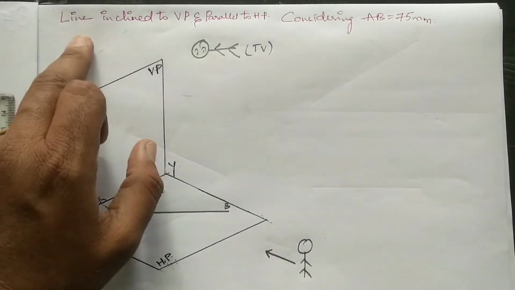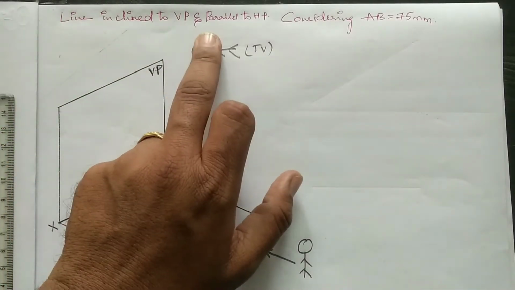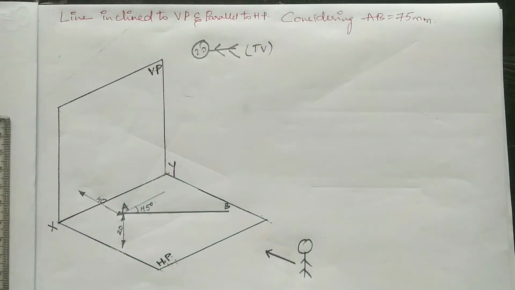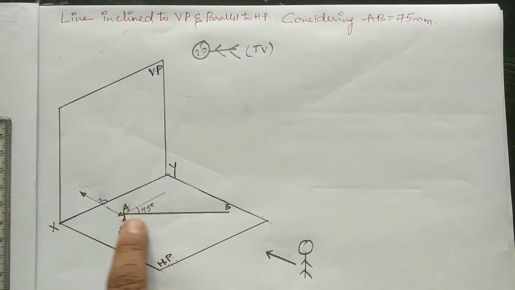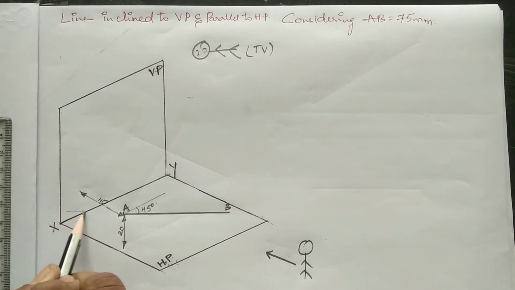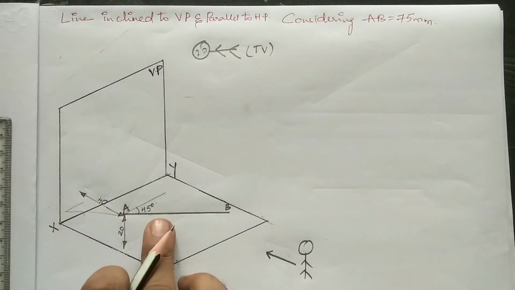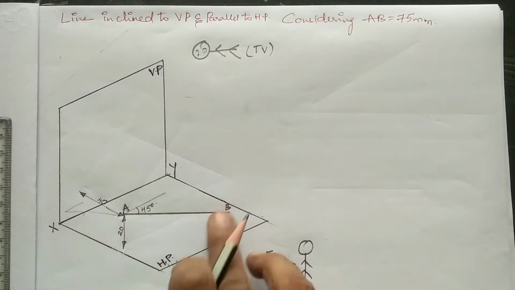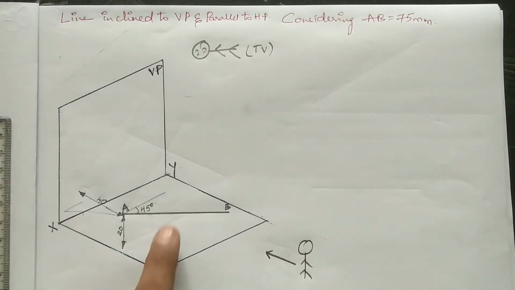Now, in this one we are about to see the line which is inclined to VP and parallel to HP. So here is the line which is inclined at an angle of 45 degrees to VP. So this is making an inclination. I am showing you the locus of the line which is making an inclination with respect to the vertical plane, while it is parallel to the horizontal plane.